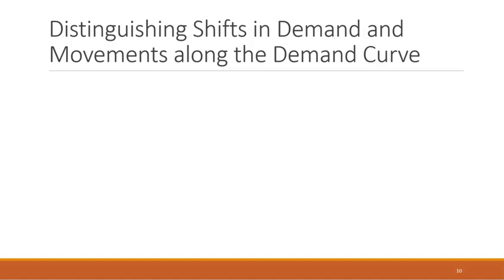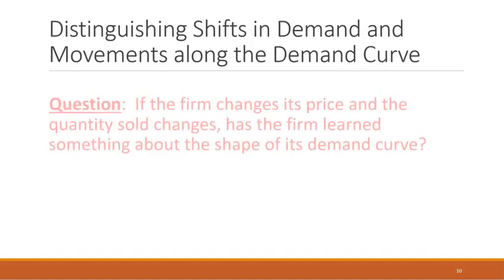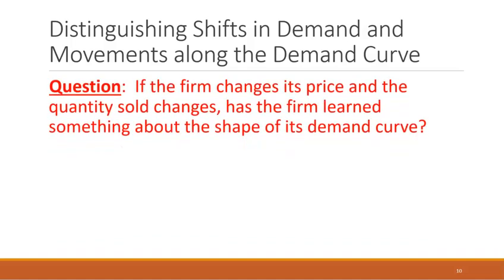To help illustrate that difference, we actually have some different words that we would use to describe that, as I'll explain in a minute. So I want to consider this question in the following way. Suppose we ask, what happens if the firm changes its price and it observes that the quantity that it sells also changes?